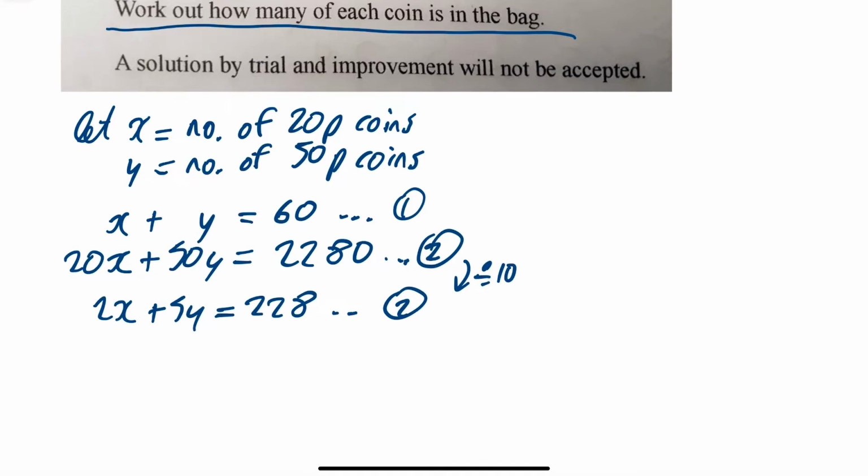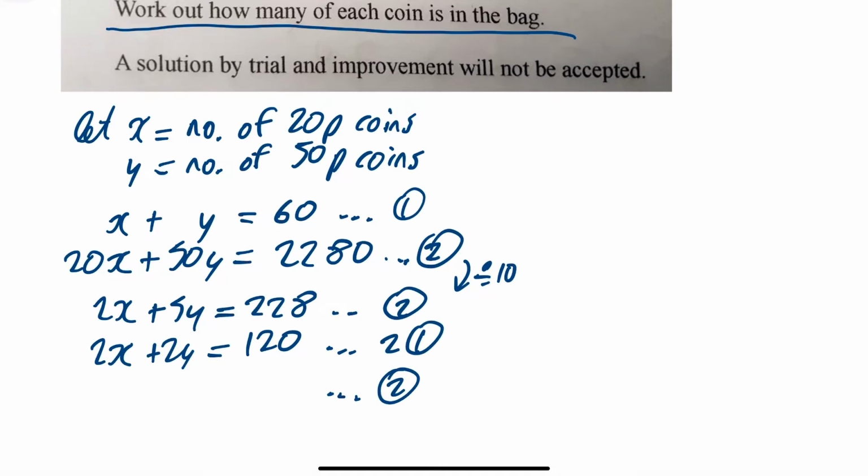Now we want to eliminate something, probably easier to eliminate the x's in this case. So I'm going to multiply my first equation by 2, which will give me 2x plus 2y is equal to 120. And then we can just subtract, because if you look at your x's, the thing that you're going to eliminate has the same sign, so you subtract. If the signs are the same, you subtract. So equation 2 minus 2 times your equation 1, 2x minus 2x disappears, 5y minus 2y is 3y. 228 minus 120 is going to be 108.